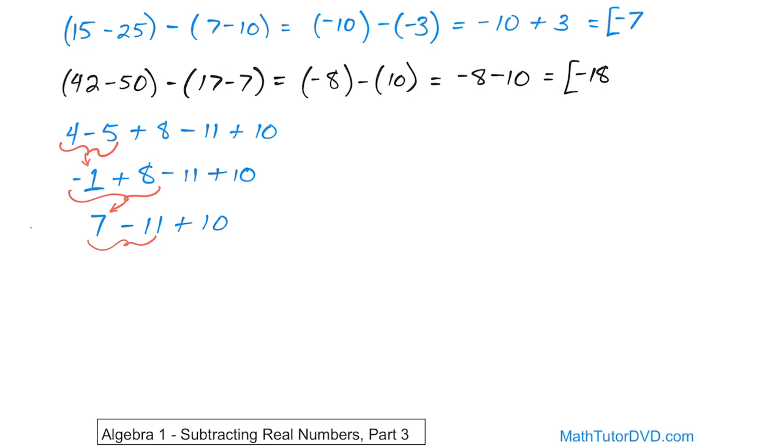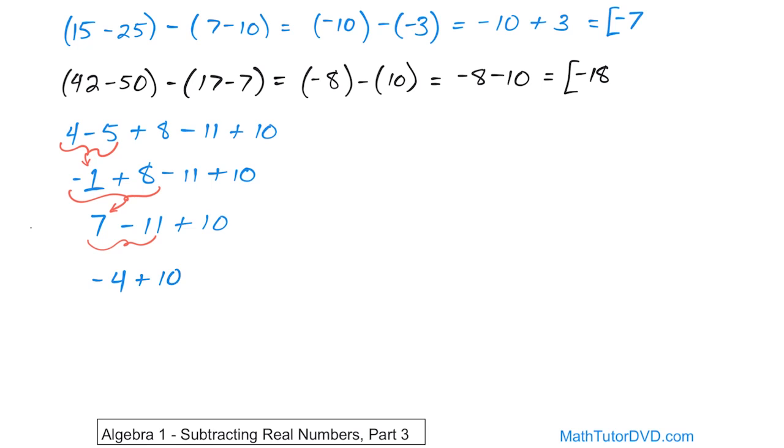What is 7 minus 11? Again, you could write it as 7 plus a negative 11. That's totally fine. But as we grow up a little bit here, we're going to recognize this is subtraction, so all we're going to do is take 11 minus 7. 11 minus 7 is going to give me 4, and the sign is going to be negative because 11 is the larger absolute value compared to that. And so then you will have the plus 10 here.